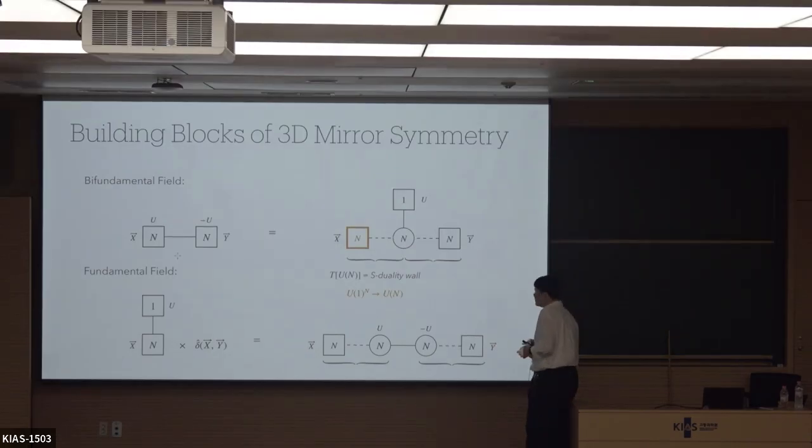So this bifundamental is due to a single fundamental field sandwiched between the two T[U(N)] tails. And there is another relation, which is actually the inverse relation of this one. So now I want to dualize this fundamental field. And then it becomes a bifundamental sandwiched between the same T[U(N)] tails.